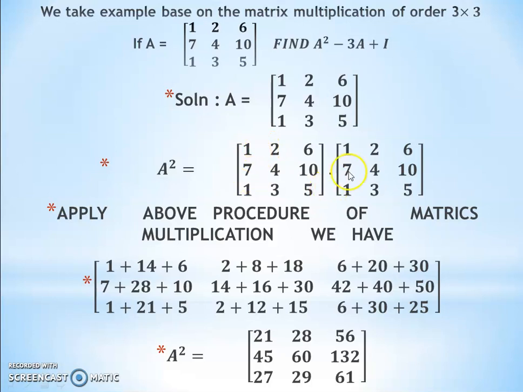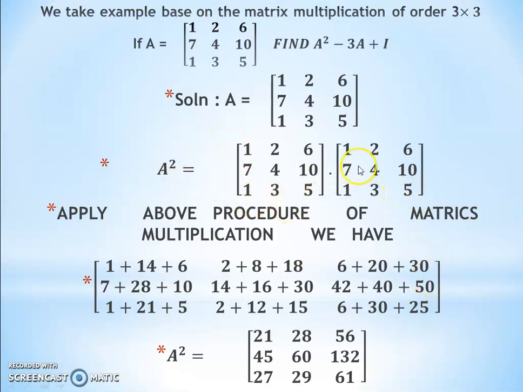Now second row, first column. 7 into 1, 7. 4 into 7, 28. 10 into 1, 10. Second row, second column. 7 into 2, 14. 4 into 4, 16. 10 into 3, 30. Now second row, last column. 7 into 6, 42. 4 into 10, 40. 10 into 5, 50.